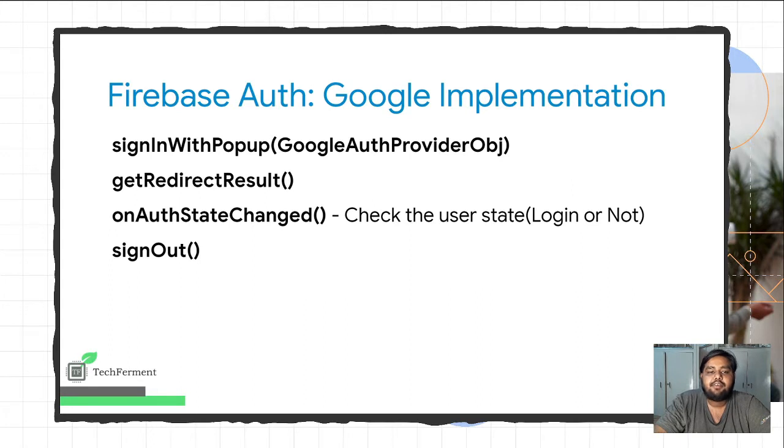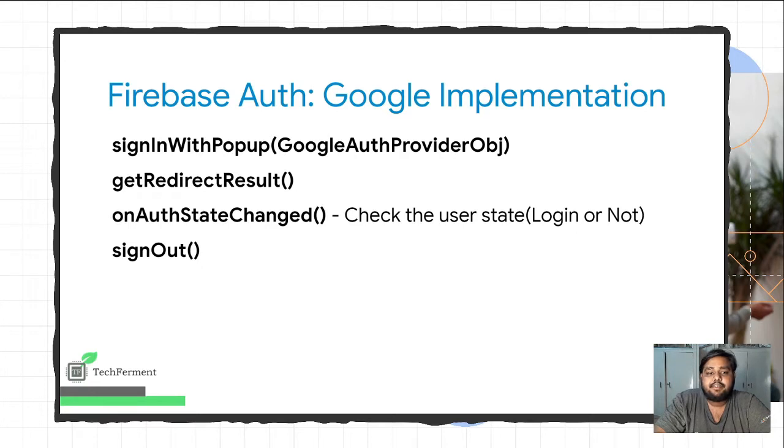For implementing Google Auth, we have a few methods. The first method is sign in with pop-up. This method we use if we want to authenticate a user. So there will be a pop-up for Google, or you can use redirect, like when we click on a button there will be a redirect for Google Auth.